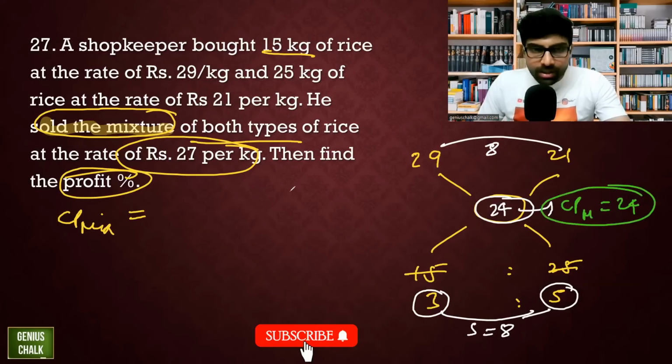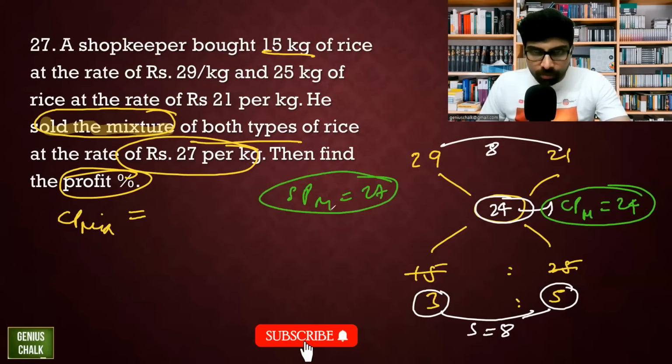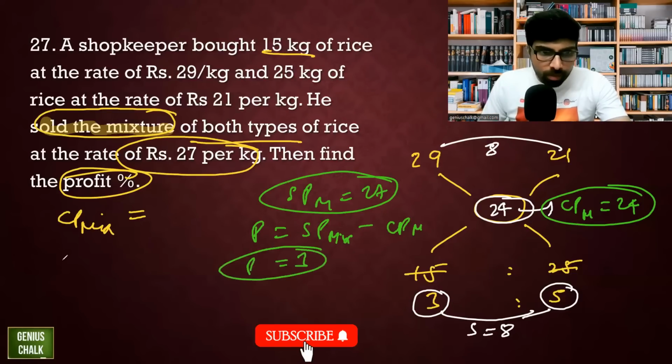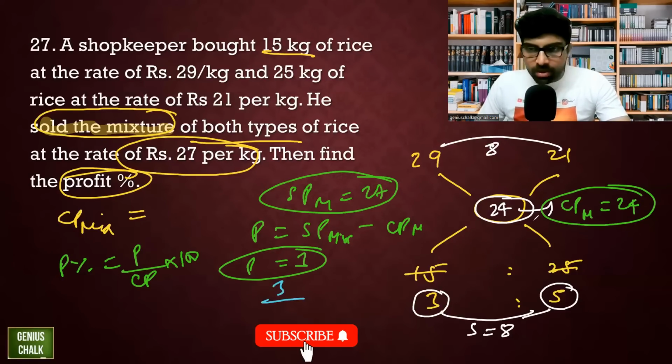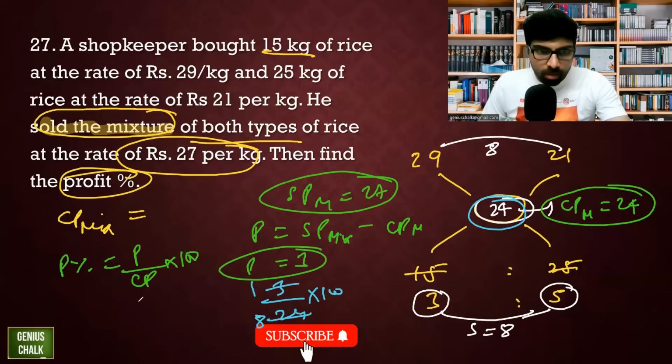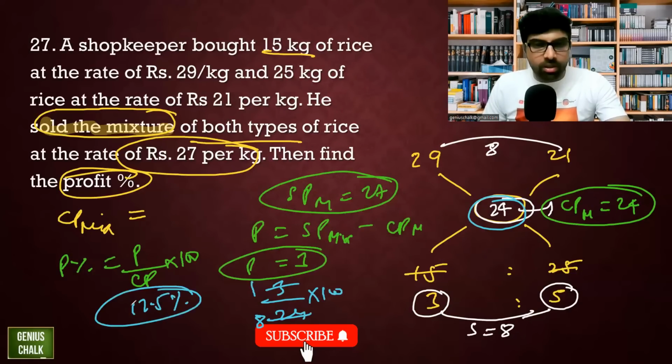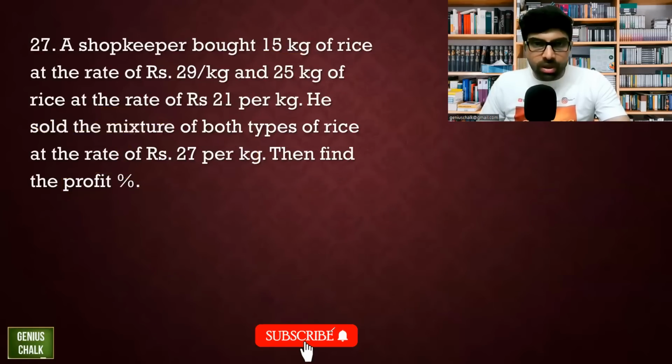So that means can I find the cost price of mixture? It is 24. Selling price of mixture is 27. So what is the overall profit? Profit is selling price of mixture minus cost price of mixture. That is 3 rupees. So what is profit percent? Profit percent is profit by cost price into 100. So this is one step ahead of the last type, right? So this is 3 and cost price of the mixture is 24. So 3 by 24 is 1 by 8. 1 by 8 is 12.5%. This is my answer.